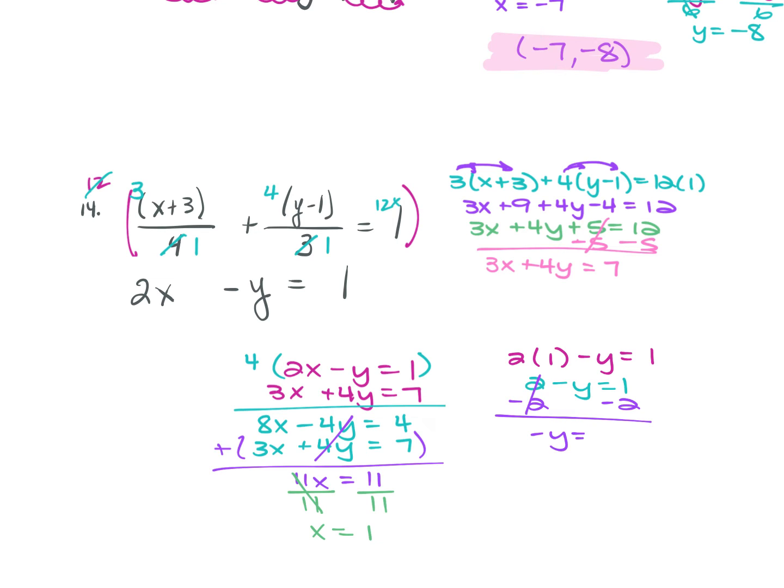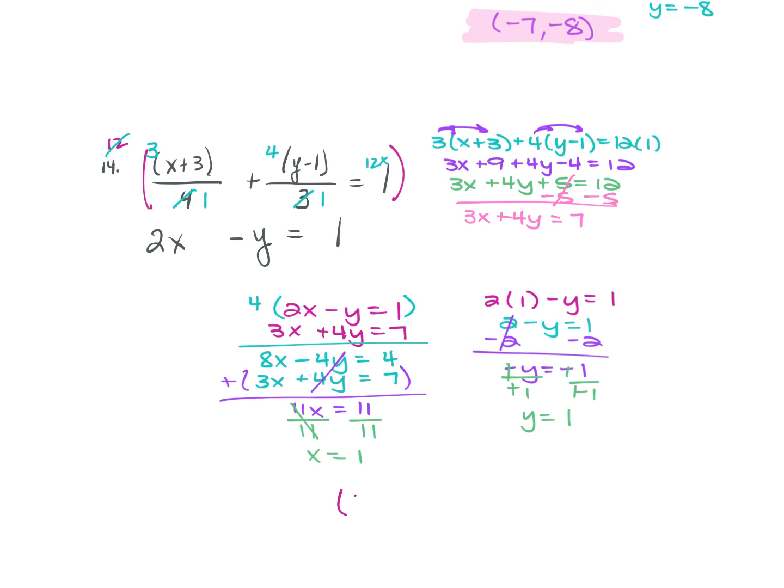You get negative y is equal to negative 1. Then divide each side by the negative 1. And you get that y is 1. So your solution to this one is just the ordered pair 1, 1.